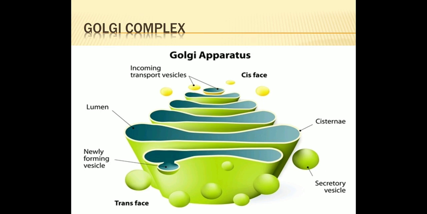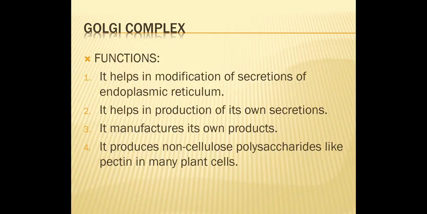Cisternae contain specific enzymes for specific functions. Refining of products takes place in an orderly manner. So let's see the functions now. First one, it helps in modification of secretions of the endoplasmic reticulum. Then secondly, it helps in production of its own secretion. It manufactures its own products, and it produces non-cellulose polysaccharides like pectin in many plant cells.